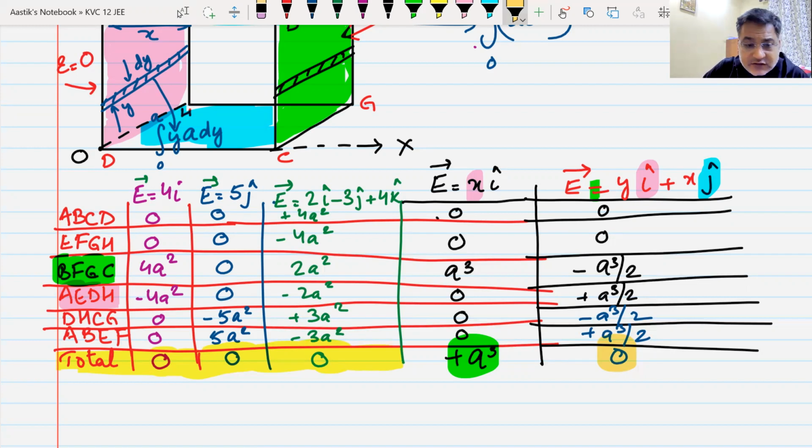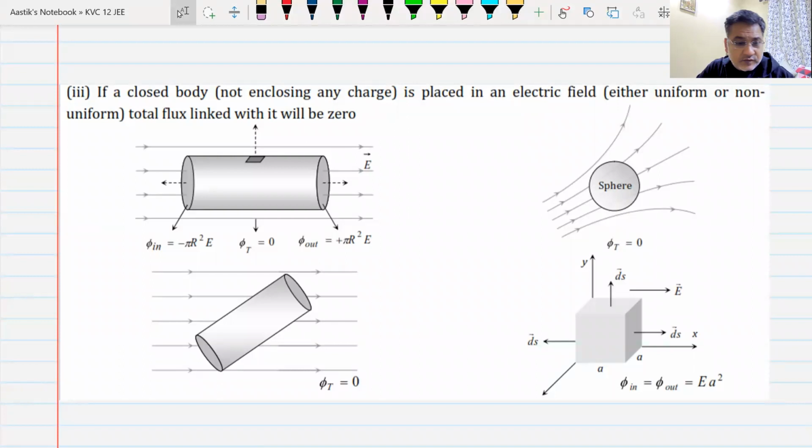In general, if there is no charge inside the closed surface, the flux is going to be 0, whether it is a uniform field or a non-uniform field. This is what is illustrated in this diagram. I'll give you 2 minutes to note it down.